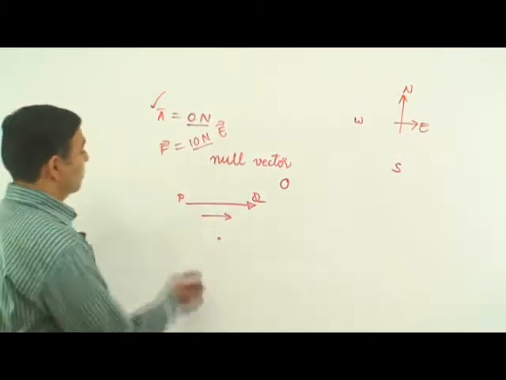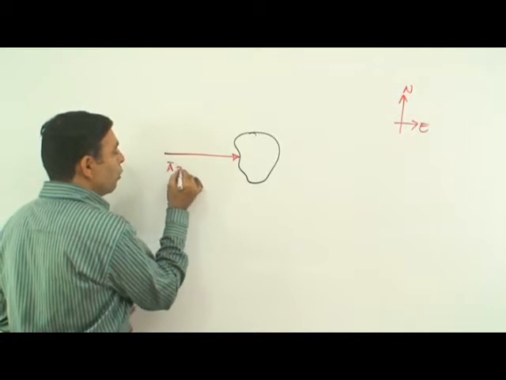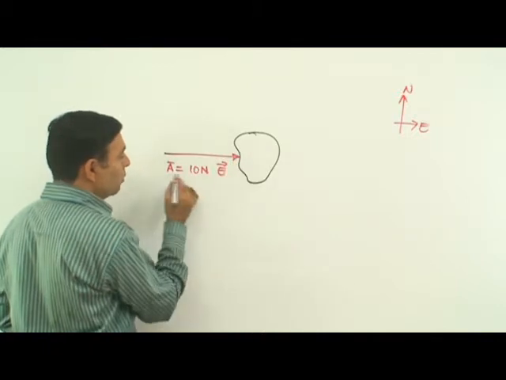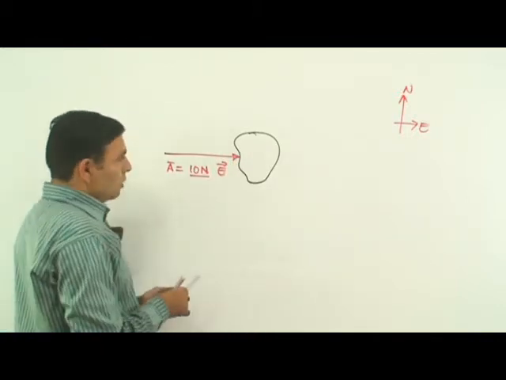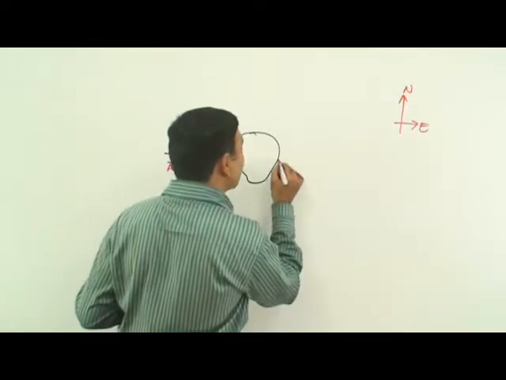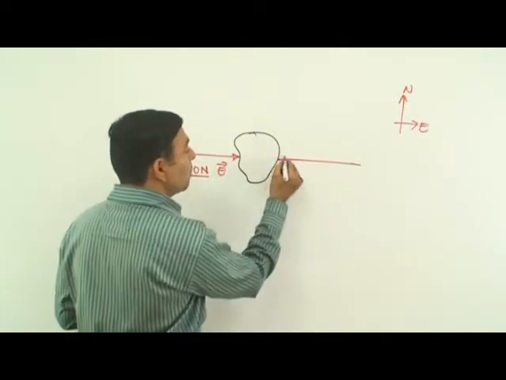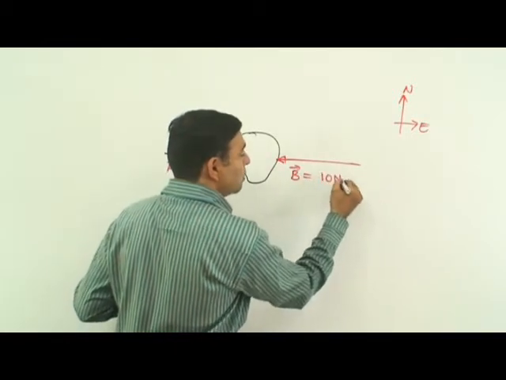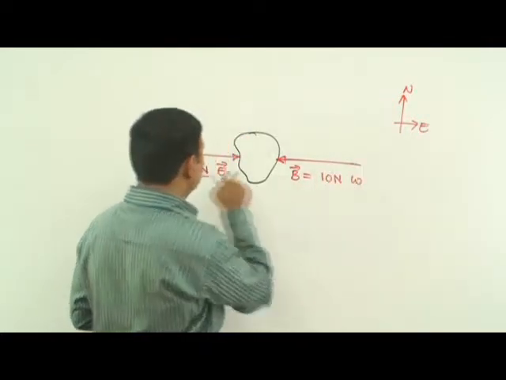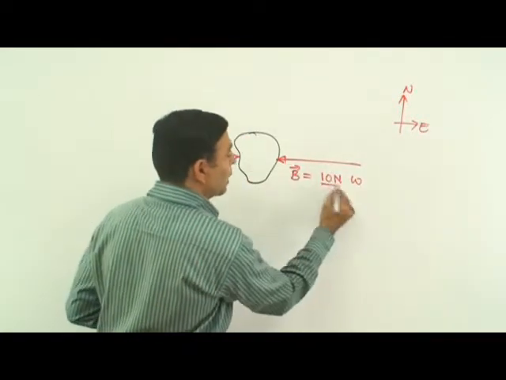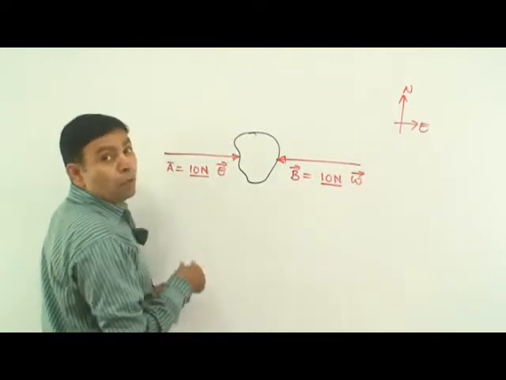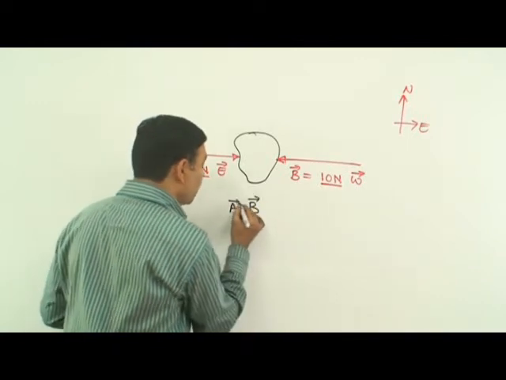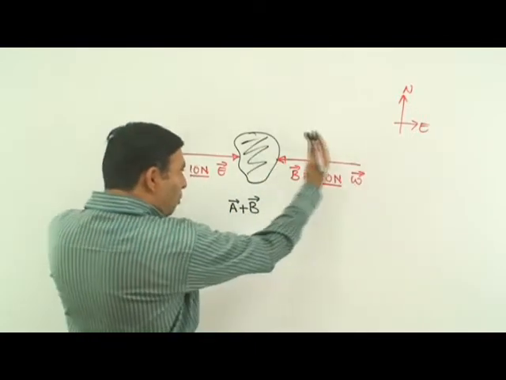Fine. Suppose a force of 10 Newton towards east is acting on this body at this point, this magnitude, this direction. Now if another force of equal magnitude, equal length, but in opposite direction, force B, is acting towards west, this is east, this is towards west. If I need to add these two vectors, these two forces are pushing this particular body with equal and opposite force. They are in opposite direction.